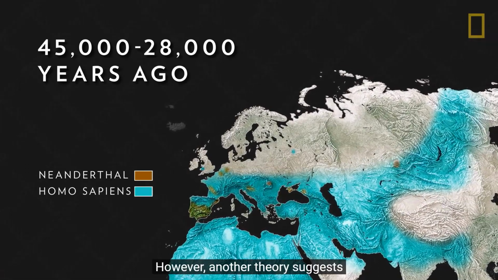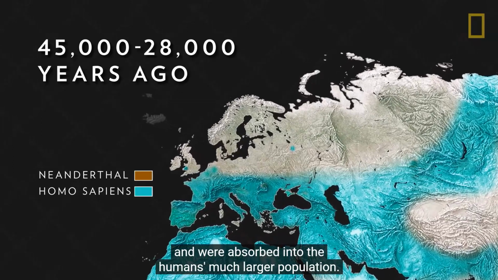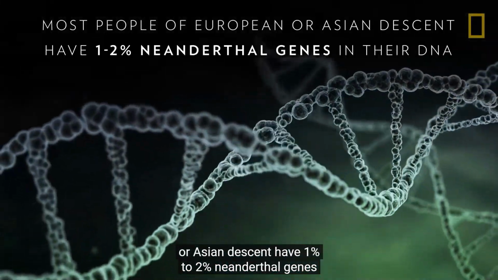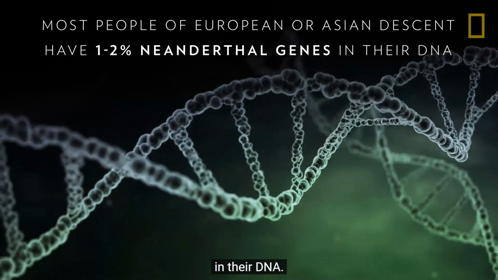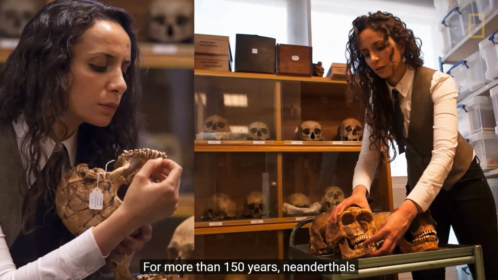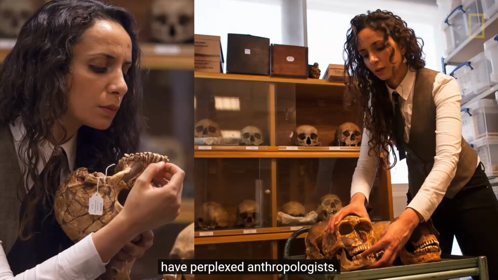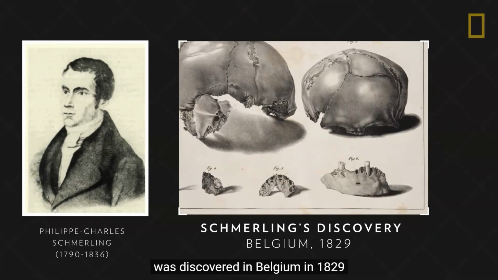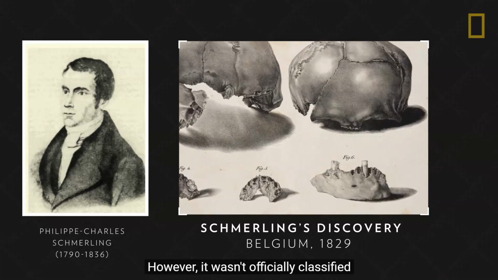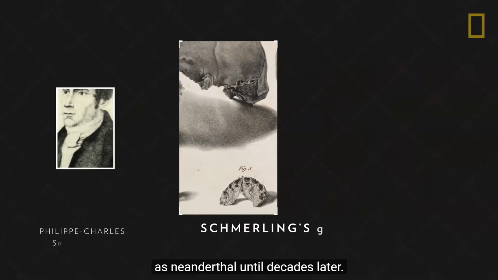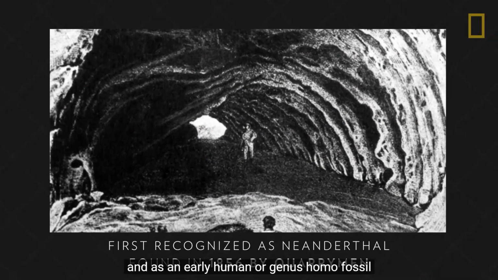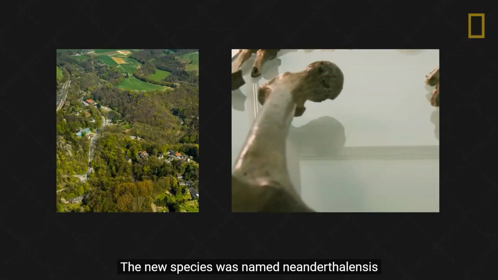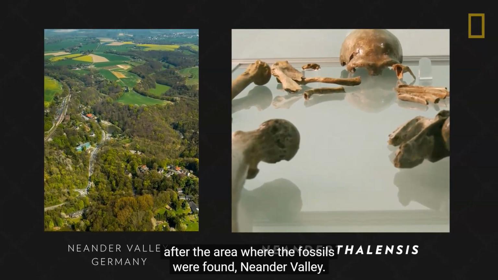However, another theory suggests that Neanderthals mated with modern humans and were absorbed into the humans' much larger population. That may explain why most people of European or Asian descent have 1 to 2% Neanderthal genes in their DNA. For more than 150 years, Neanderthals have perplexed anthropologists. The first Neanderthal fossil specimen was discovered in Belgium in 1829 by Philippe Charles Schmerling. However, it wasn't officially classified as Neanderthal until decades later. The first fossil to be recognized as Neanderthal and as an early human, or genus Homo fossil, was found in 1856 in Germany. The new species was named Neanderthalensis after the area where the fossils were found, Neander Valley.